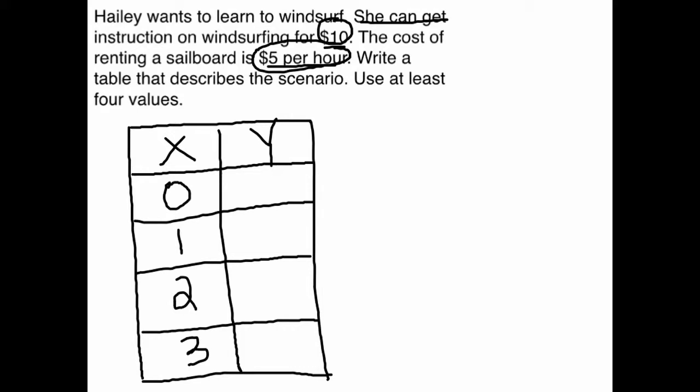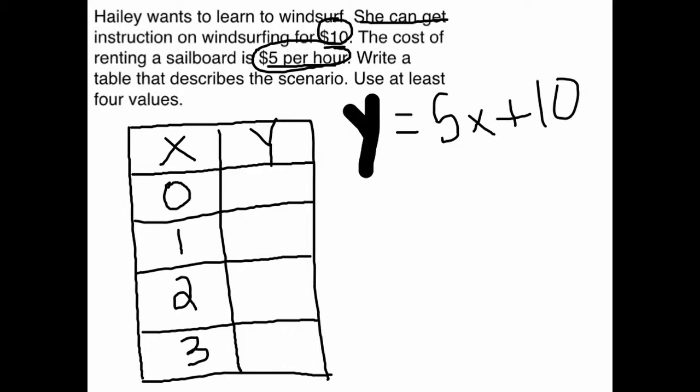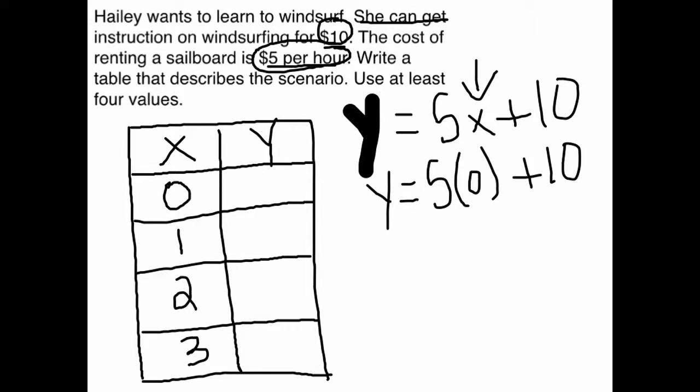Okay, so my first value I'm going to plug in is going to be 0. If my equation is y equals 5x plus 10, I'm just going to take 0 and plug it in for x. So I have y equals 5 times 0 plus 10. Now, 5 times 0 is going to leave me with 0, and then 0 plus 10, so y equals 10.